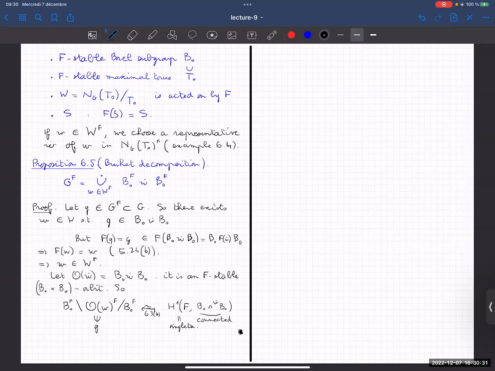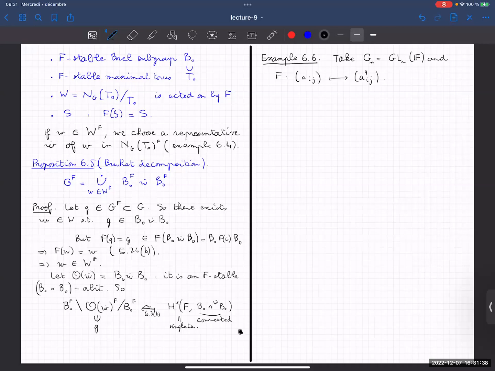Let me give some example. So, of course, as usual, my example will be to take G to be GLn of F, and I will denote it Gn. And I take F to be the natural Frobenius endomorphism that sends a matrix to the same matrix where entries are raised to the q's power.